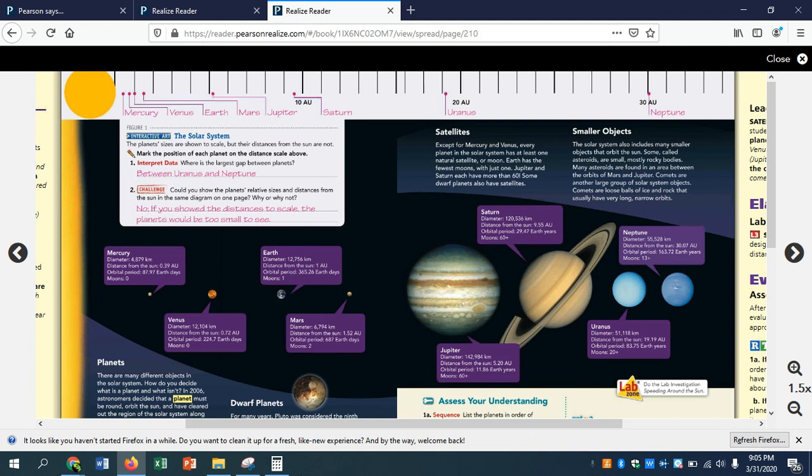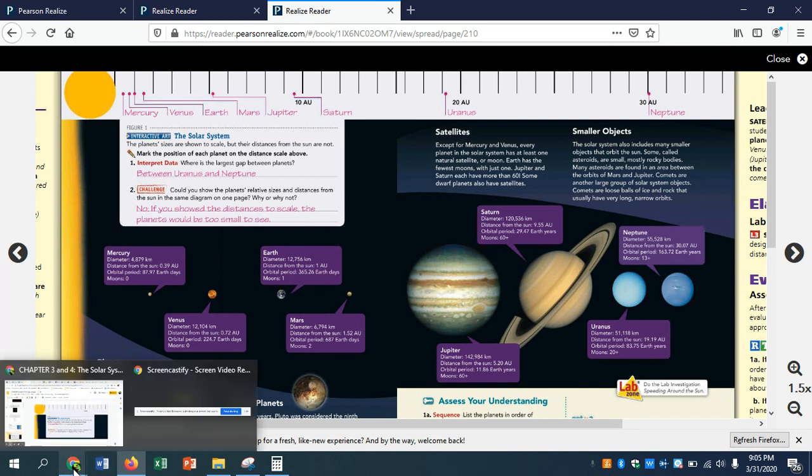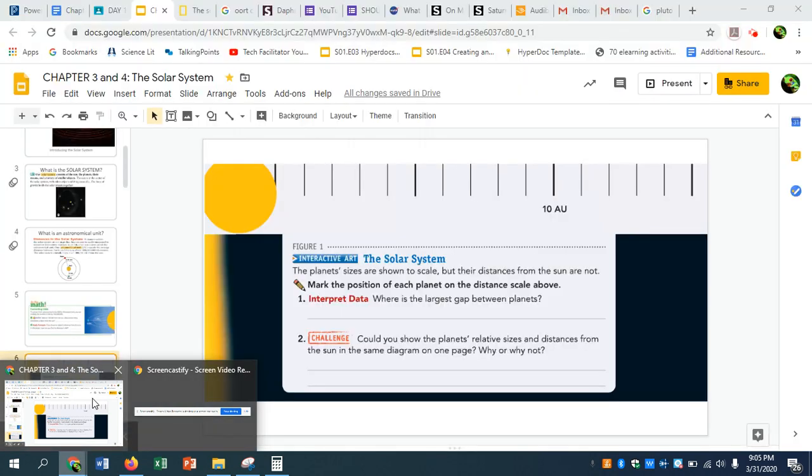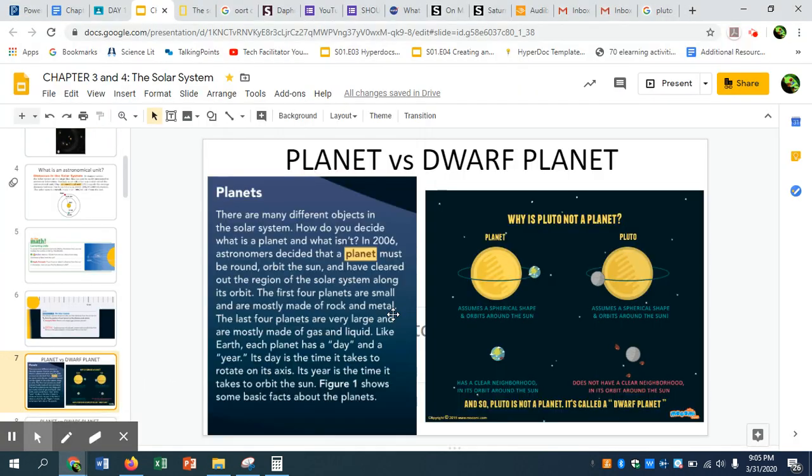All right, let's move on to our next activity. Let me click here. Okay. And our next one, let's talk about some more vocabulary, a planet versus a dwarf planet. So what's a planet? I know when I was growing up, Pluto was a planet and it's not considered a planet anymore. It's considered a dwarf planet. So let's find out why. Why was Pluto downgraded? Poor Pluto.